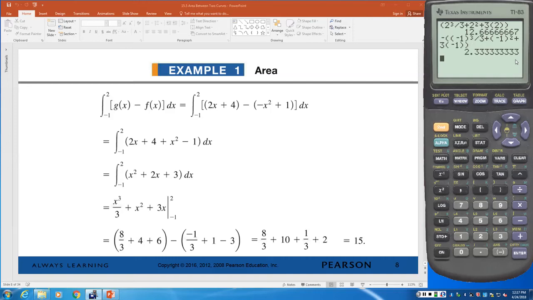Hit enter and it gives us the answer as a decimal, but if you ask it to change that answer to a fraction, I did something wrong. Let me see what I did wrong. I'm not getting 15 in my answer. Okay, let me check my parentheses and everything. 2 to the third divided by 3 plus 2 squared plus 3 times 2 minus negative 1 to the third divided by 3 plus negative 1 squared minus 3. That's what I did wrong.